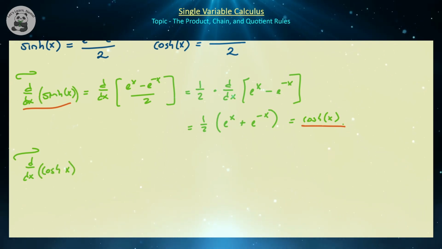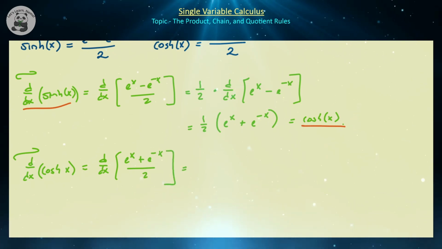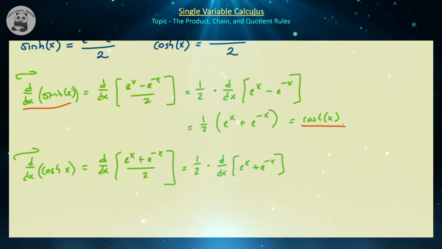So if you remember, the derivative of cosine is negative sine. So would the derivative of hyperbolic cosine be equal to negative hyperbolic sine? Let's see. So that's going to be the derivative of e to the x plus e to the minus x divided by 2. That half is still a constant, so we can factor that out. So we're going to be left with 1 half times the derivative of e to the x plus e to the minus x. That's going to be 1 half times the derivative of e to the x, which is itself.